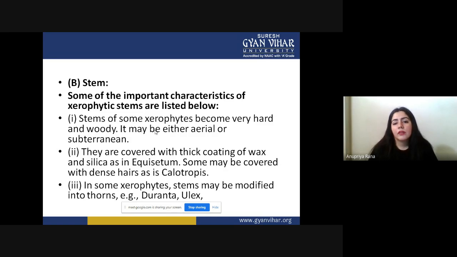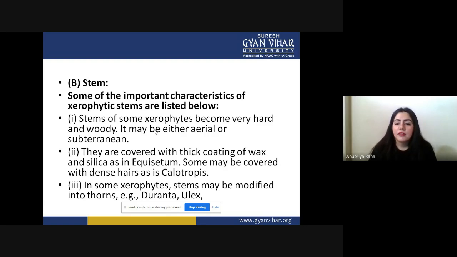Equisetum is a very good example, a whole plant that is covered by silica and waxes. Some stems may be covered with dense hair-like structure, like Calotropis, a plant where the whole stem will be covered by dense hair formation.